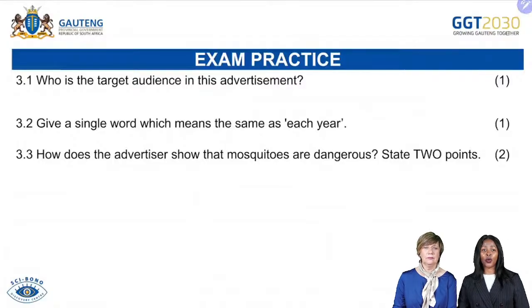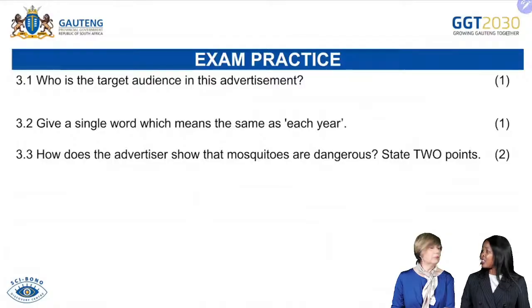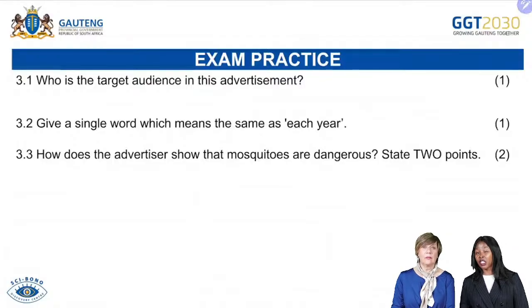So it could be people who are allergic to mosquitoes, could be people that are afraid of mosquitoes, or people who have malaria in their area, or whatever the case may be, depending on what the advert is about. The key thing is you have to qualify what you mean by people. What kind of people exactly are you making reference to?